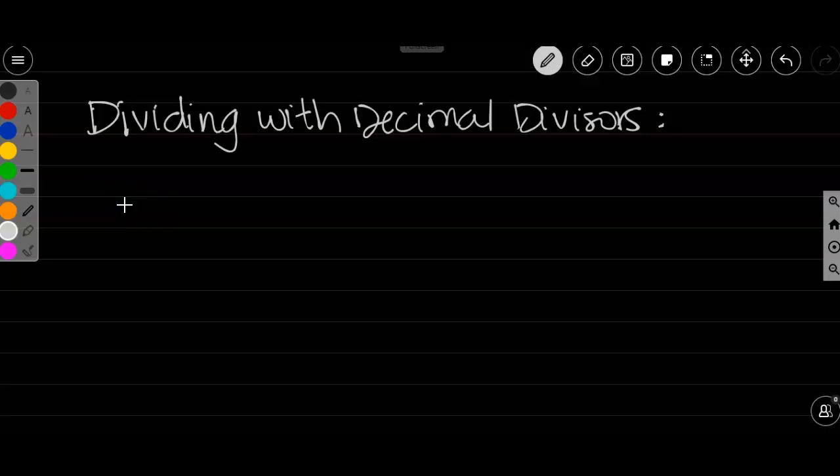We are going to be dividing with decimal divisors. Now, this is brand new for sixth grade and brand new to you. So we need to really pay attention.